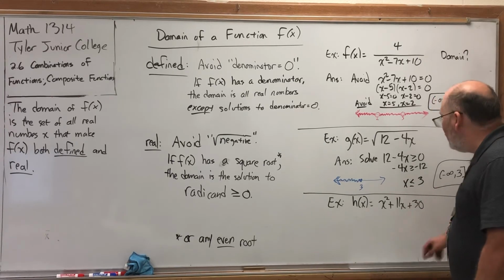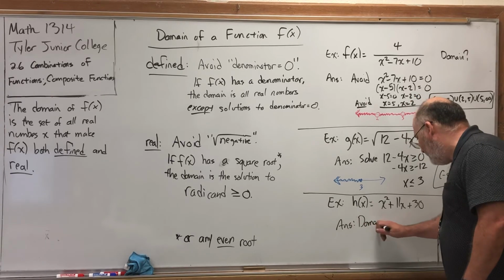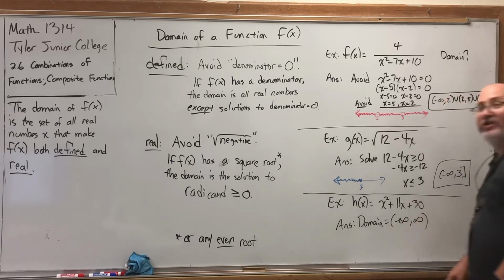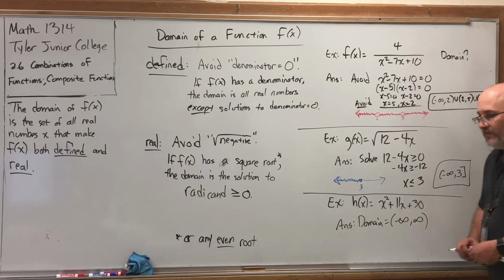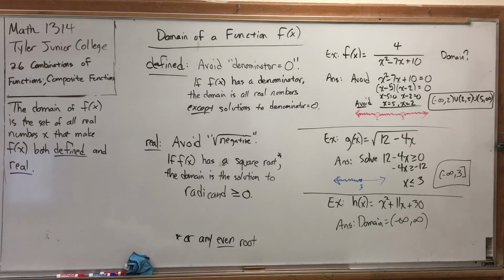If you have a polynomial function, the domain is all real numbers. Negative infinity to infinity. There are no numbers that we couldn't put in here. There are no denominators to make 0. There are no radicands to make negative. So no issues, no exclusions. Your domain is all real numbers.